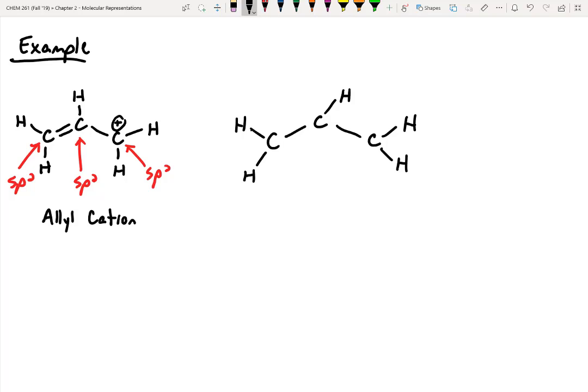However, there's another orbital we're not considering. What are we not accounting for outside of the sp2 orbitals? How do we form the double bond? The p orbitals. So let's show the p orbitals.